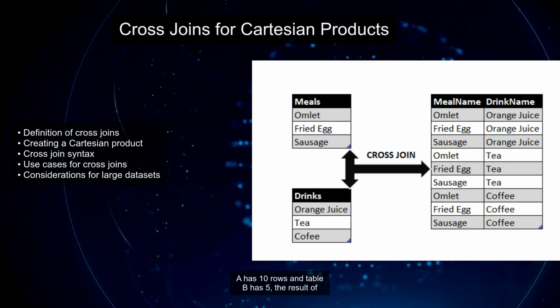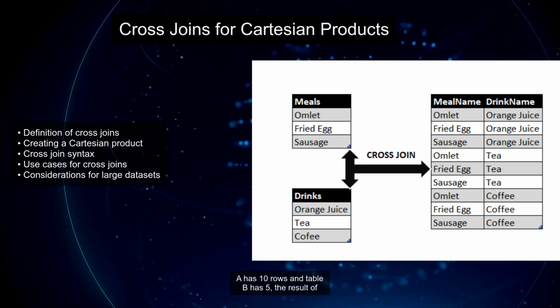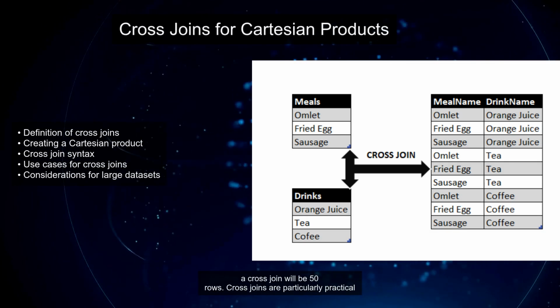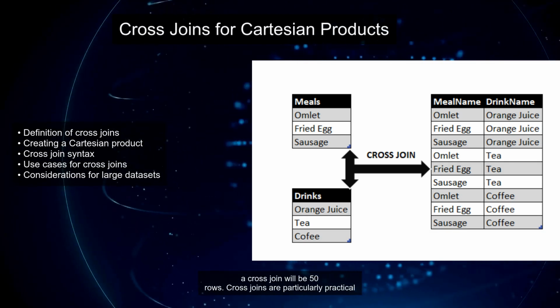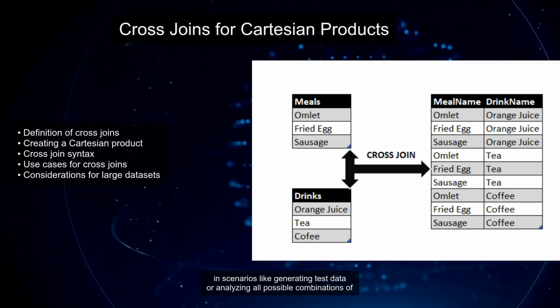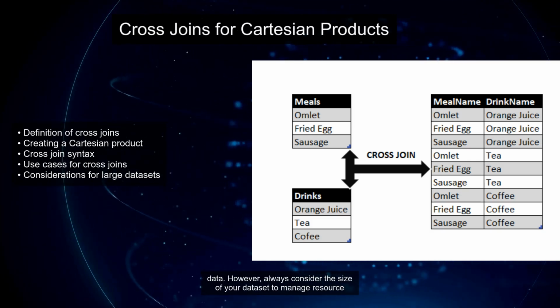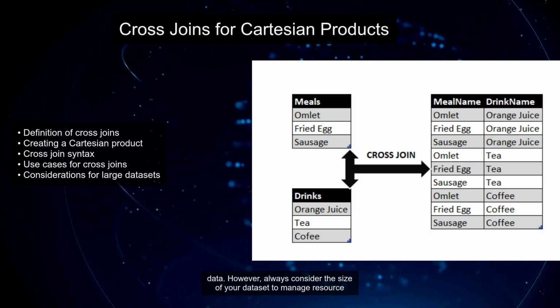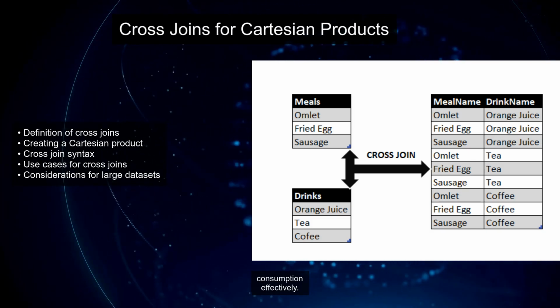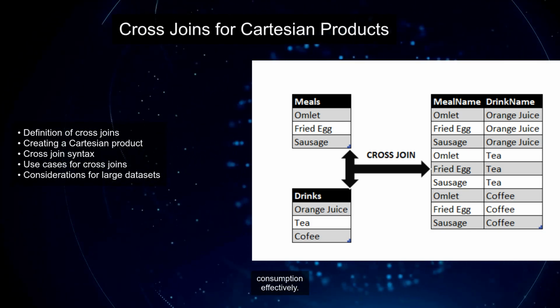For example, if table A has 10 rows and table B has 5, the result of a cross join will be 50 rows. Cross joins are particularly practical in scenarios like generating test data or analyzing all possible combinations of data. However, always consider the size of your dataset to manage resource consumption effectively.